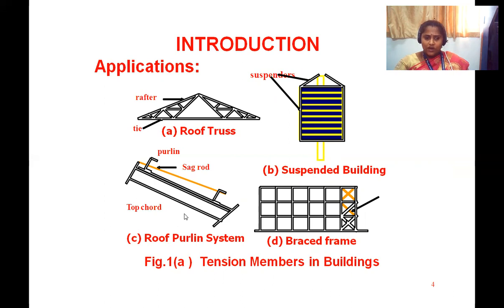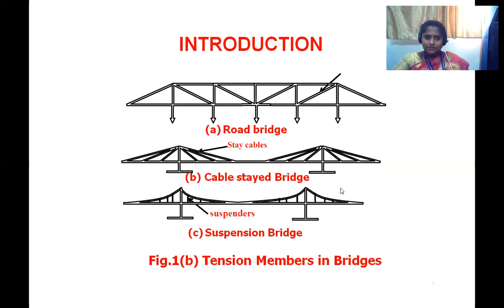And in the third one, you have the purlin system. In that you have sag rod, which connects the purlins. That sag rod is also termed a tension member. And the fourth one is a braced framed building, wherein you have bracings vertically as well as horizontally, both horizontal and vertical braced to overcome the shear as well as the tensile stresses. That kind of members we call tension members.